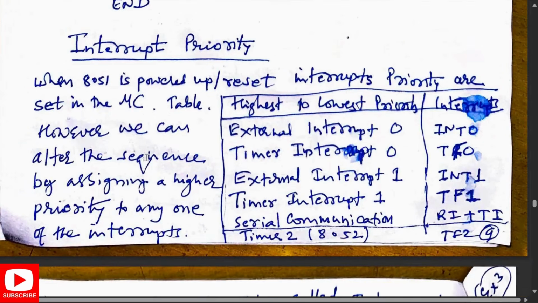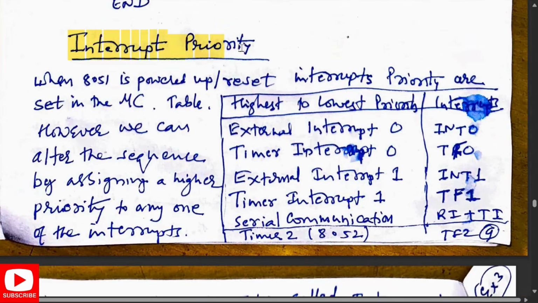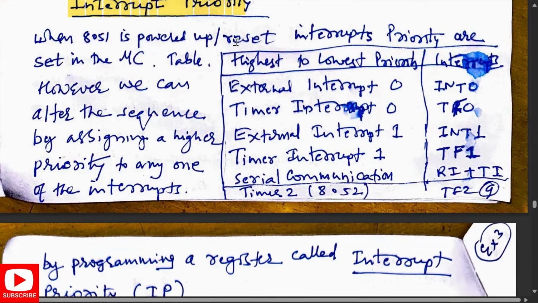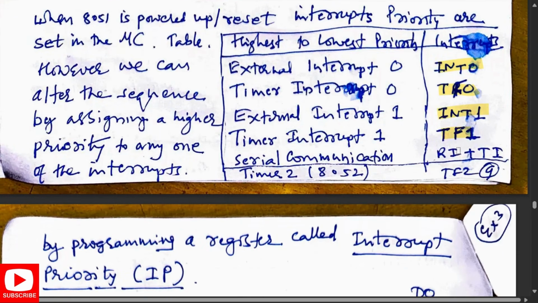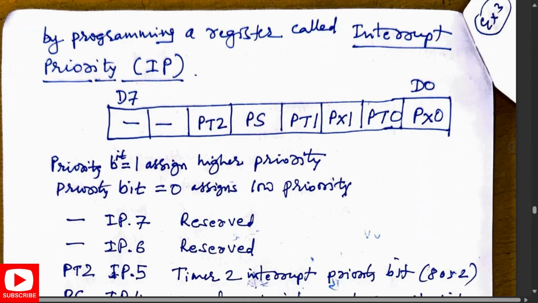Interrupt priority is an important concept. When the 8051 is powered up or reset, interrupt priorities are set in the microcontroller based on the table. The highest priority is given to INT0, that is external interrupt 0, then TF0, timer interrupt 0, then INT1, external interrupt 1, then TF1, timer interrupt 1, then serial communication, that is RI and TI. Based on this we give the interrupt priority.